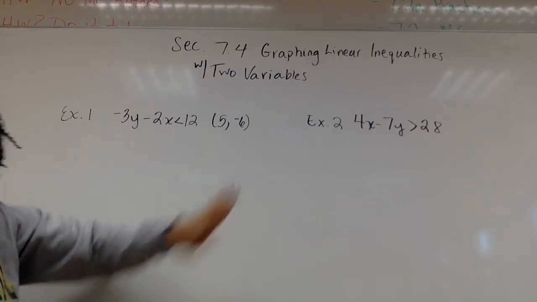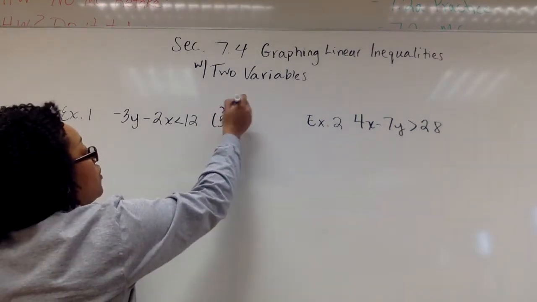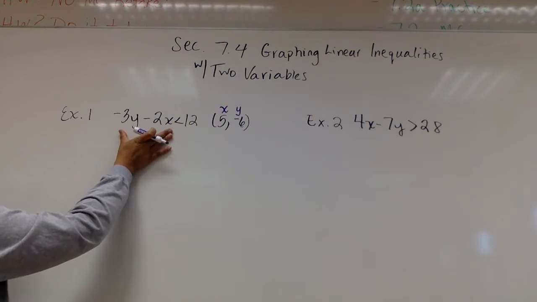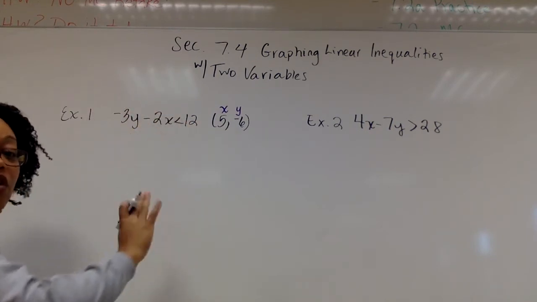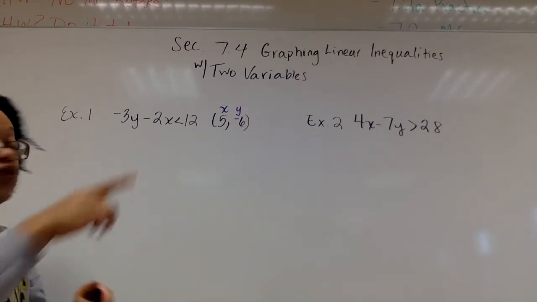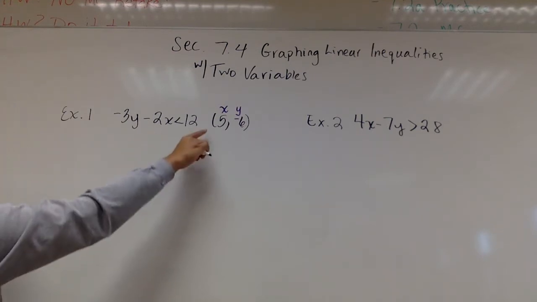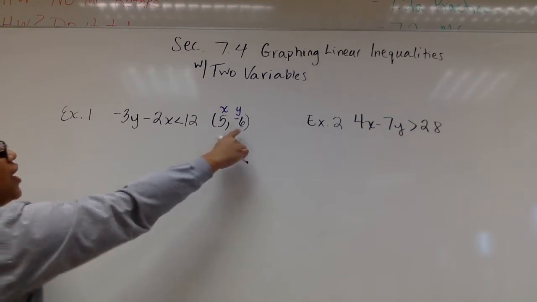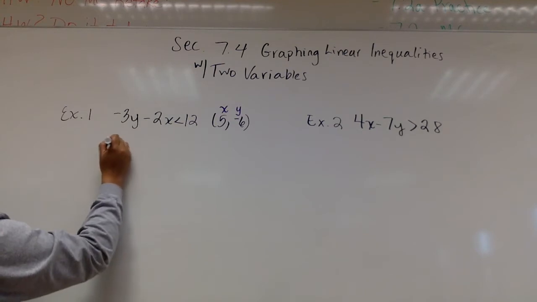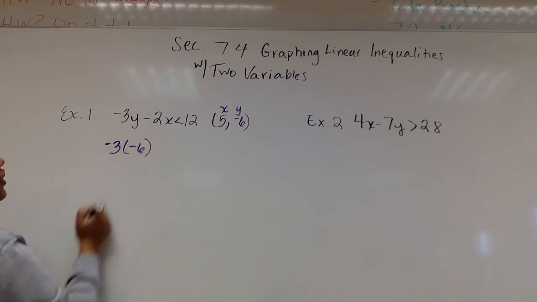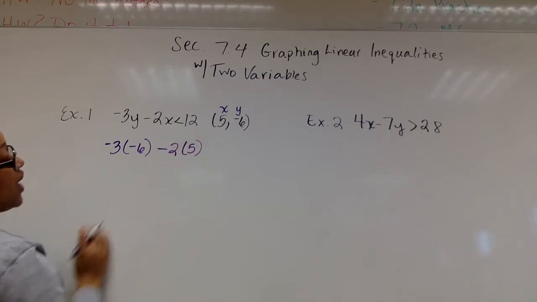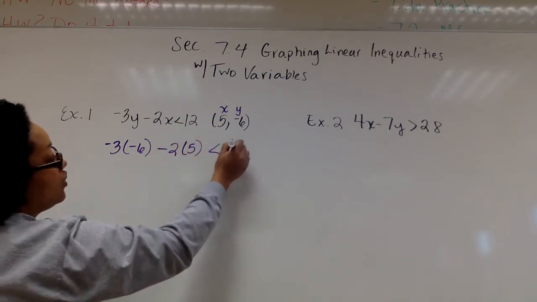So in order to do step 1, you're going to substitute your x value and your y value into the inequality. We're going to clean it up, and then we're going to see whether the statement is true or false with those values. So I have a positive 5 for my x, a negative 6 for my y, so now it's a plug and chug. I have negative 3 times negative 6, right? Minus 2 times positive 5 is still all less than 12.